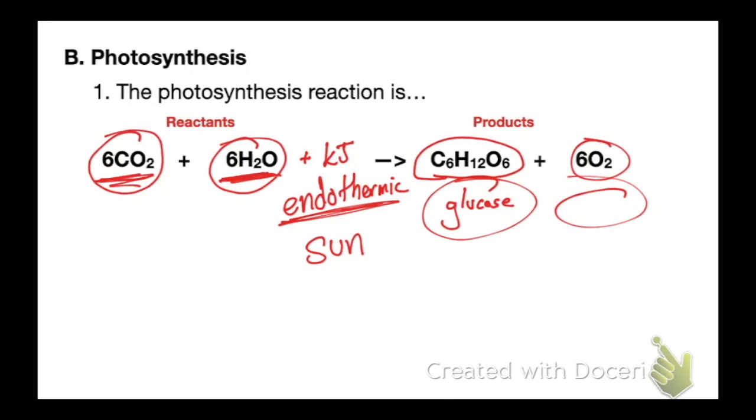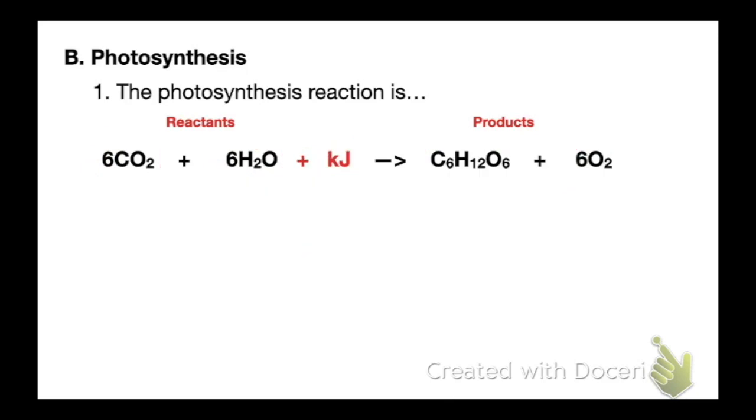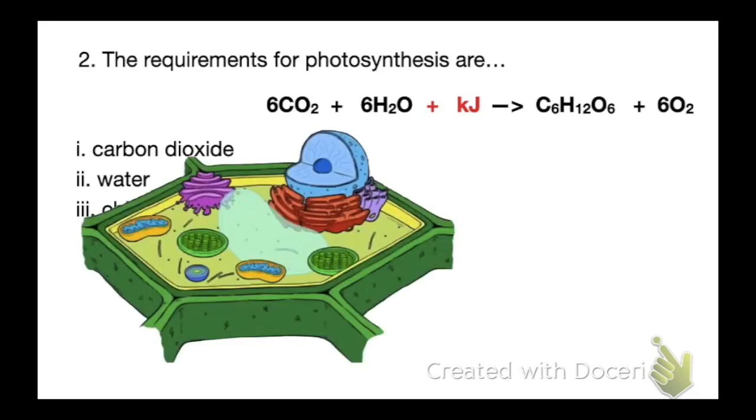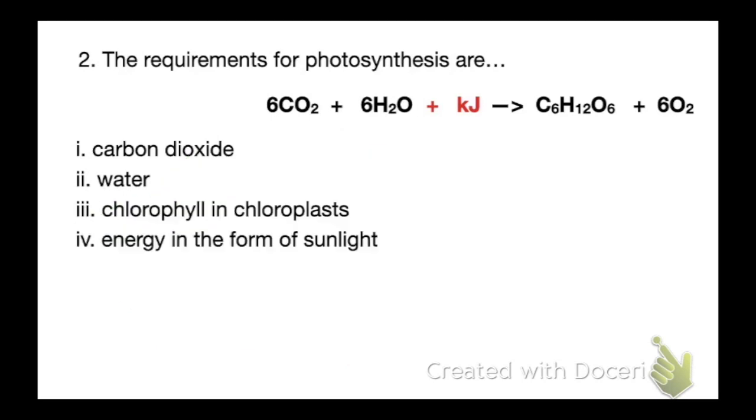Okay? Now I have some pre-programming here. Let's take a look. So there's my kilojoules. That's endothermic. So I take carbon dioxide. I take water. I take chlorophyll inside chloroplasts. So remember, this is a chloroplast, and all those little discs in there, that's chlorophyll. They contain chlorophyll. This is where the photosynthesis reaction happens. And then I get my energy in the form of sunlight.